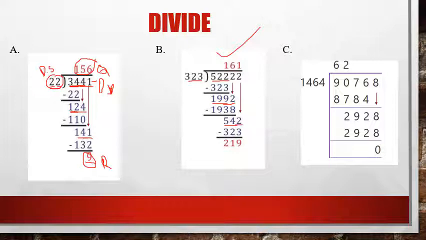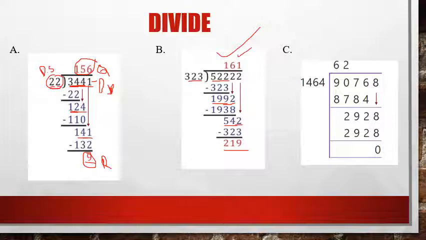Now 542, how much? 323, how much for 542? No, it doesn't come, so you take the smaller number. So ones are again 323. So after subtraction you will get the remainder 219. And what is the question?